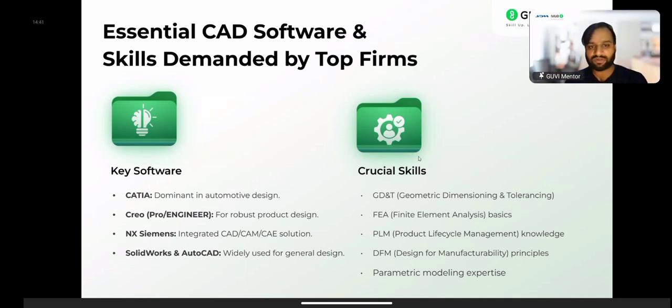Yeah, Fusion 360 also is a good software. Basically it is mostly a cloud-based software, but yeah, it's a good software actually.